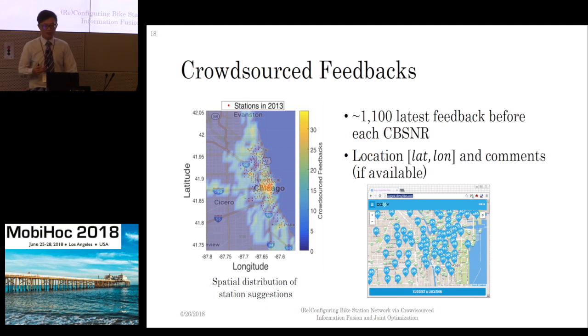So each suggestion is equipped with the location coordinates and some comments if available, crawled from those websites provided by the service providers. We leverage around 1,000 feedbacks before each reconfiguration to assist the optimization. The left-hand side figure shows the spatial distributions of the crowdsourced feedbacks in terms of the new station suggestion. We can see most of the suggestions go to the POI area and the central business area in order to adapt the stations.